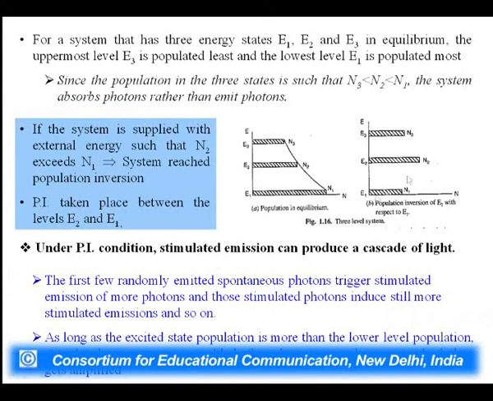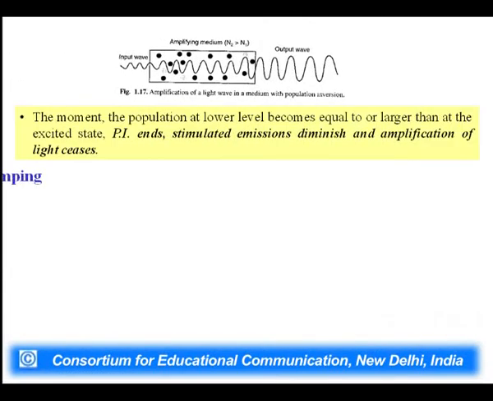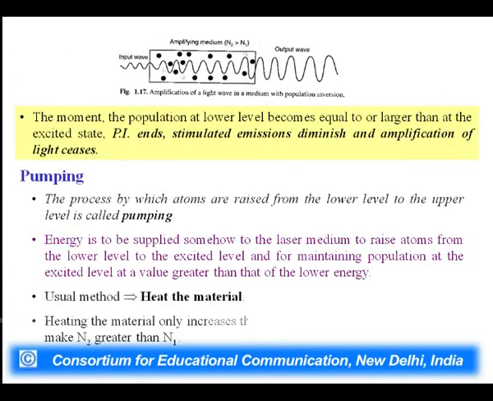Under the PI condition, stimulated emission can produce a cascade of light. The first few randomly emitted spontaneous photons trigger stimulated emission of more photons, and those stimulated photons induce still more stimulated emission, and so on. As long as the excited state population is more than that of the lower level population, stimulated emission is more likely than absorption, and consequently light gets amplified. Our main purpose is to amplify the light, to achieve more population inversion. By population inversion, we can amplify the light.